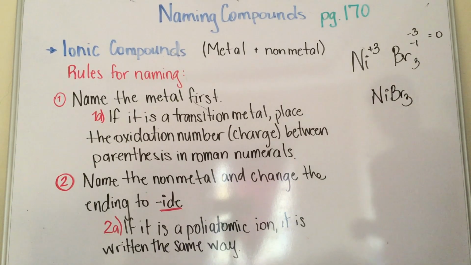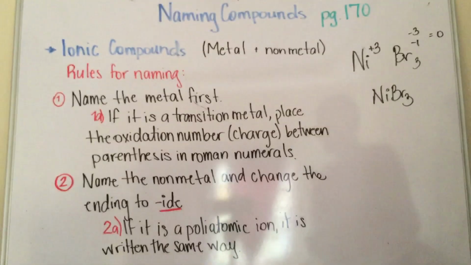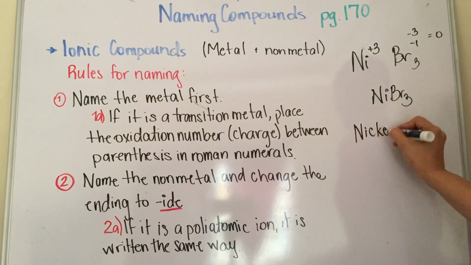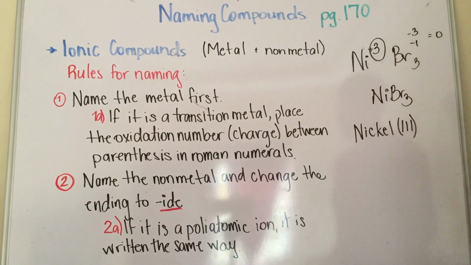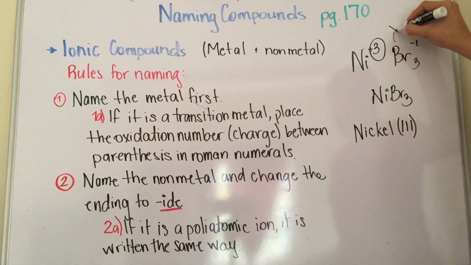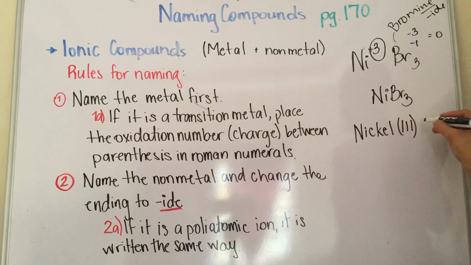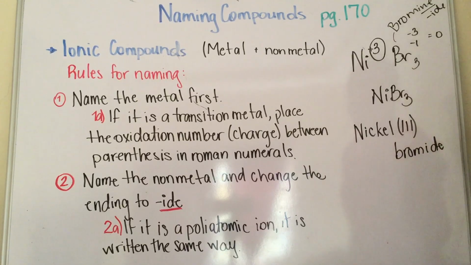All right, where is nickel? Nickel is number 28. Nickel is right here. So it's a transition metal. So I first name nickel, and I'm using a charge of 3. I open parenthesis, 1, 2, 3, close parenthesis, and then I name the nonmetal and I change the ending to ide. This Br right here is called bromine. So I change this ending to ide. So it's nickel bromide. This is the name of this compound, NiBr3. It's called nickel 3 bromide.